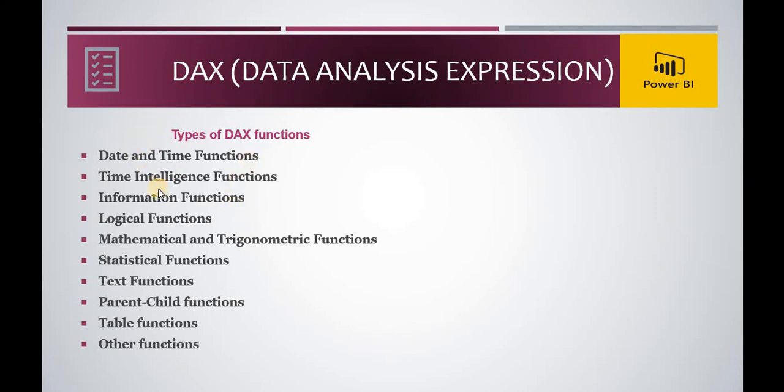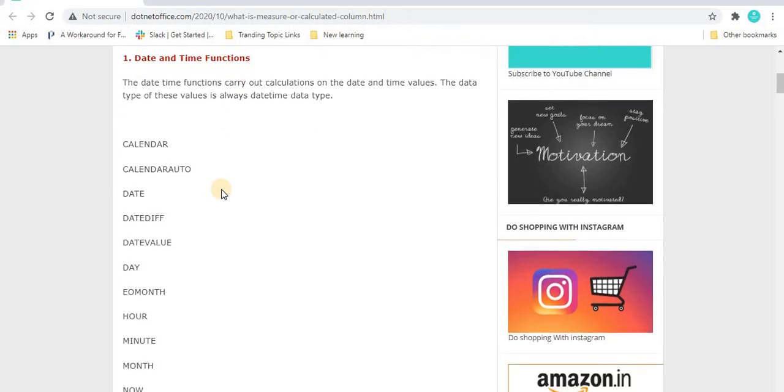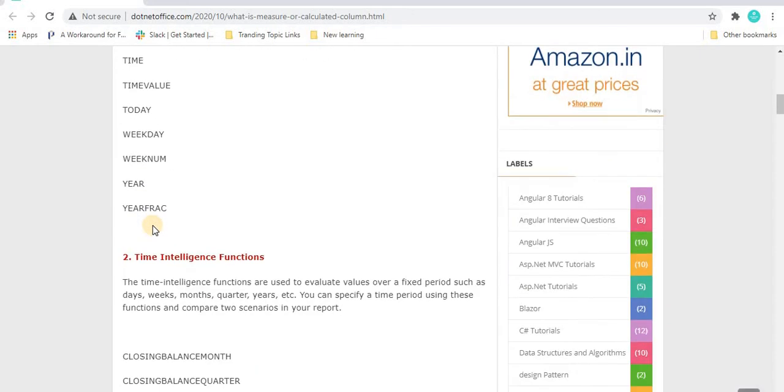Every type of function you are looking at here has different functions available, with different keywords, and I have already noted those in this URL. You can find this URL in my description section. The first type is date and time functions, and under this you can see functions like calendar, calendar auto, and date diff. As per your requirement you can use any of them, and you can explore more once you come to this URL.